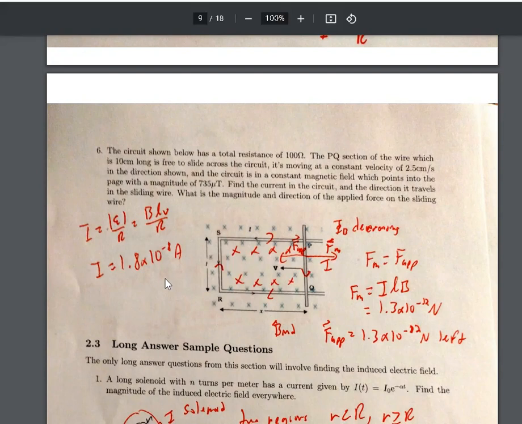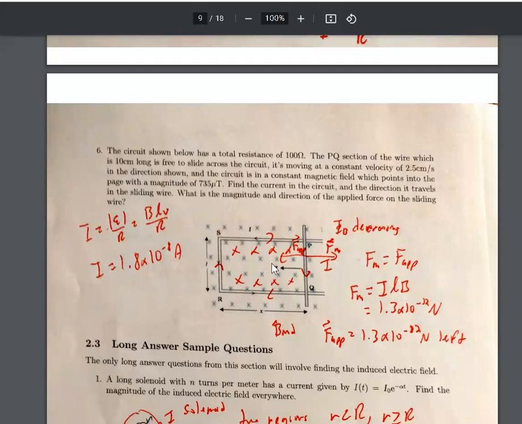So if we use the right-hand rule, we can see that our current has to go around like this, clockwise, in order to produce a magnetic field that points into the page. So in our bar here, that means the current is moving down. So our answer is 1.8 times 10 to the minus 8 amps down.